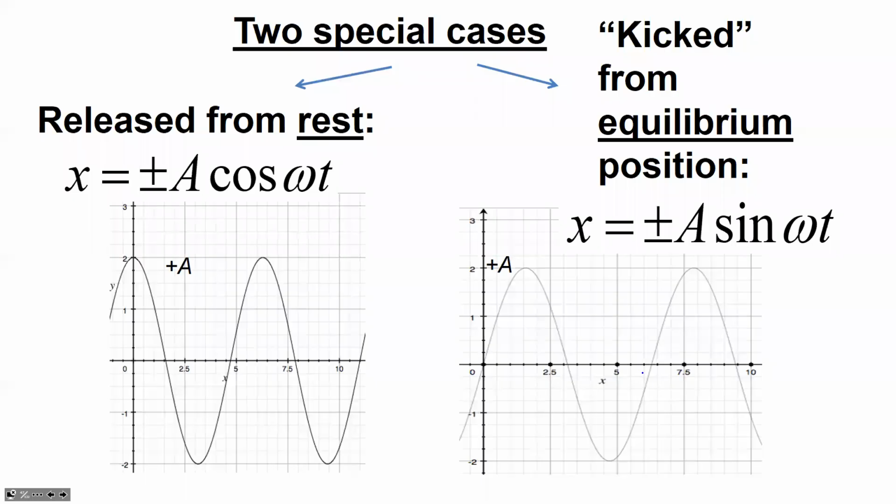And of course, for the second case, we have to use sine with a plus or a minus. What it depends on: initial velocity might be positive, or initial velocity may be negative.